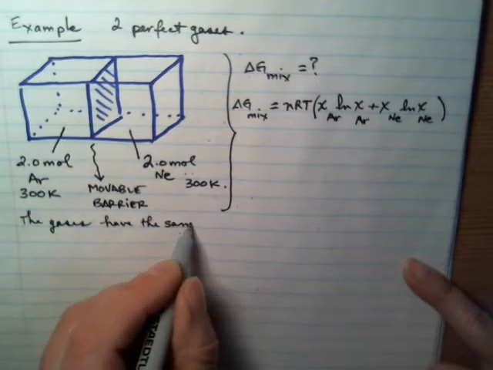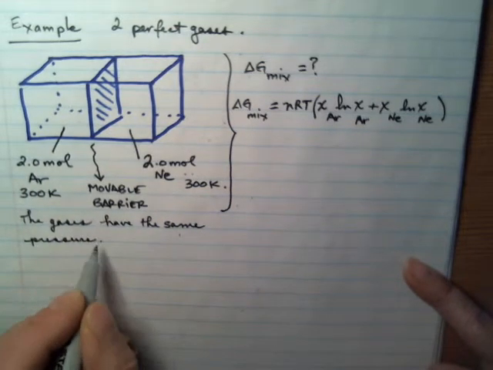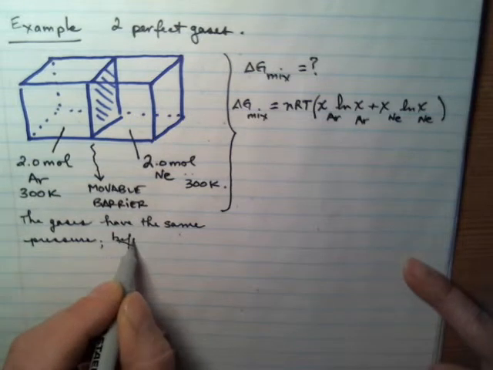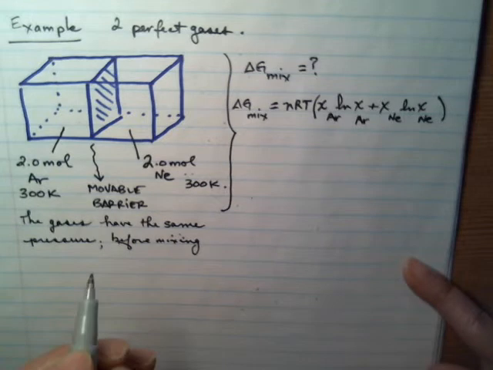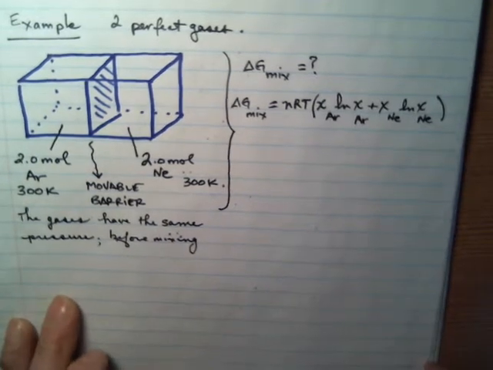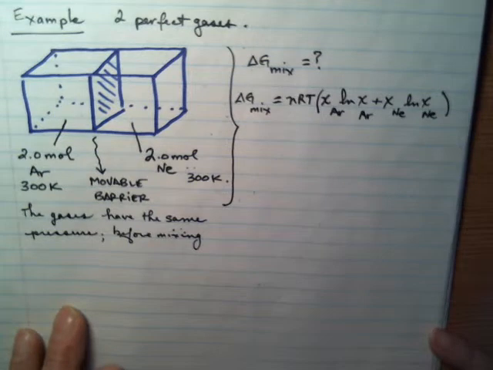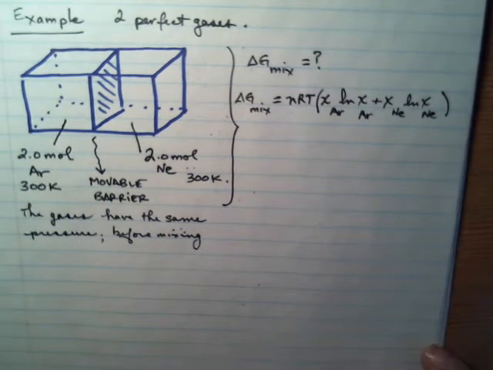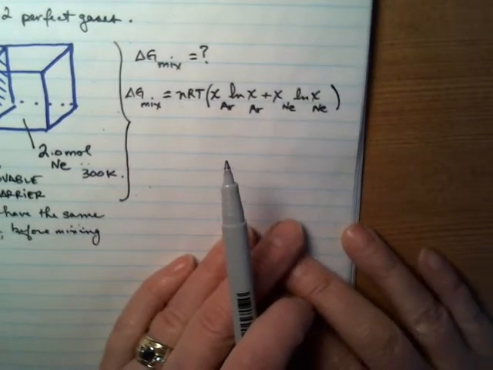So the pressure of argon is equal to the pressure of neon before mixing. The reason for this is that we have the same number of moles at the same temperature, so they're going to occupy the same volume, and therefore have the same pressure. Okay?